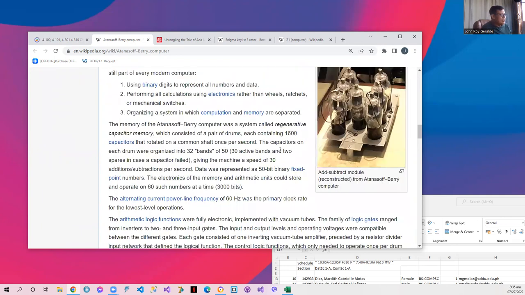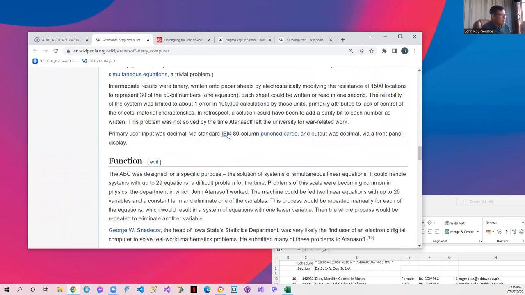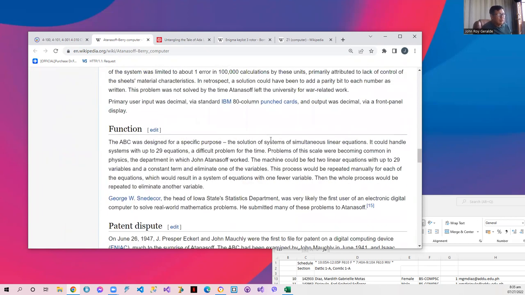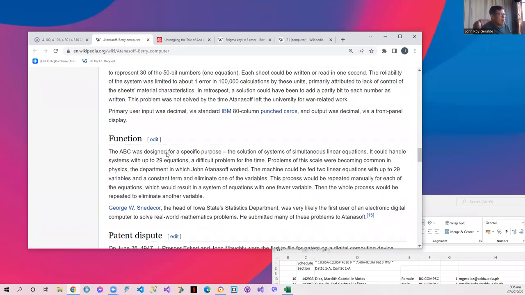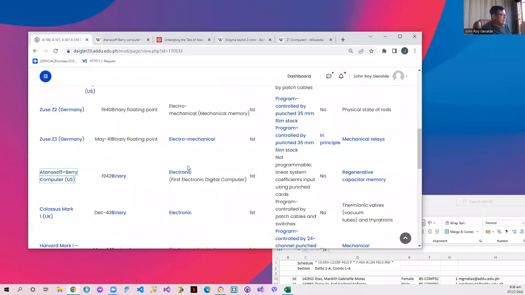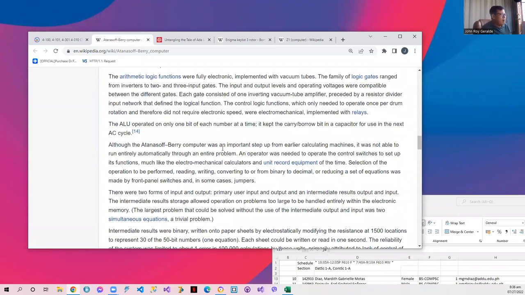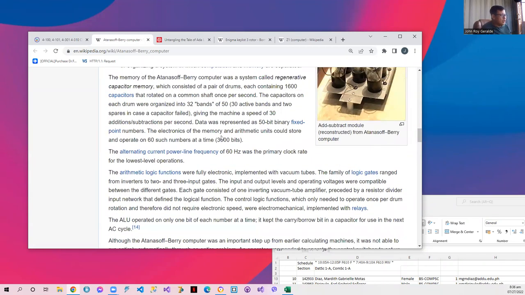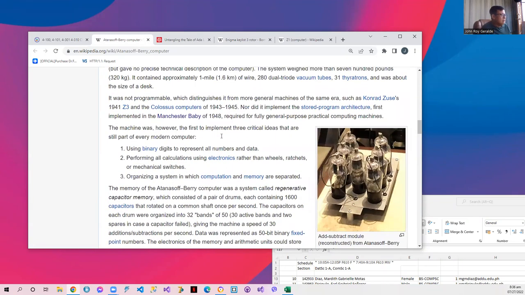But it has the main components of the mill, no? It has a CPU, it has a memory made of capacitors, but it was dedicated only for one purpose, no? Okay. Anong gamit ng Atanasoff-Berry computer? Okay. It has an arithmetic logic unit, no? Okay.